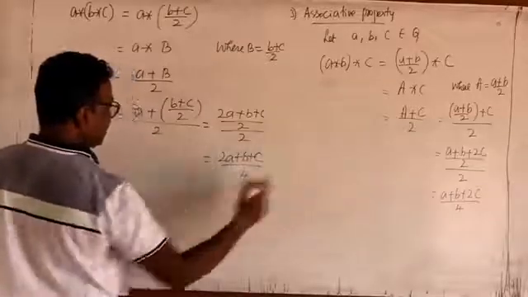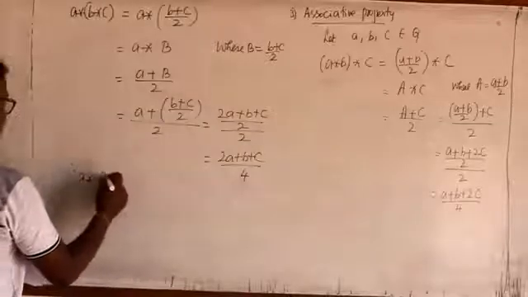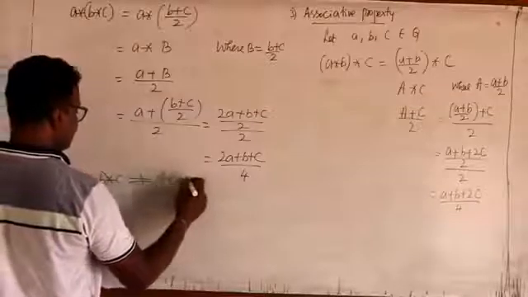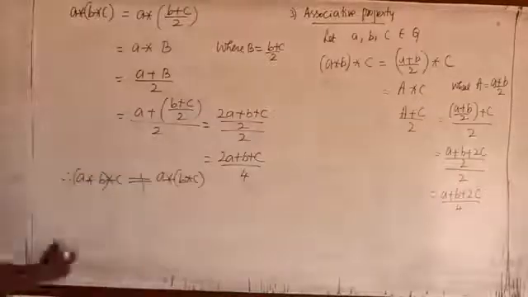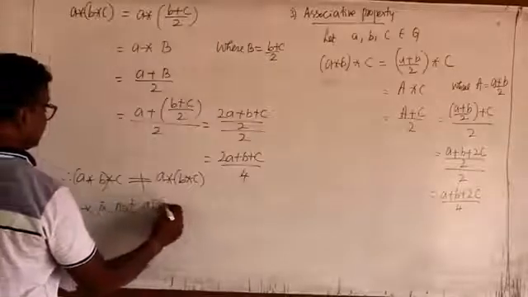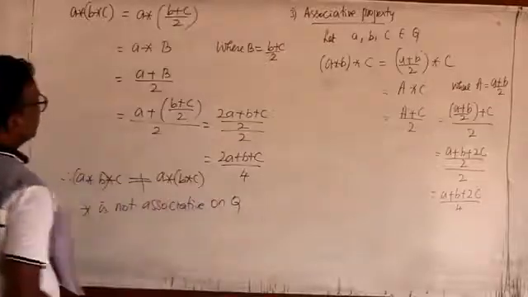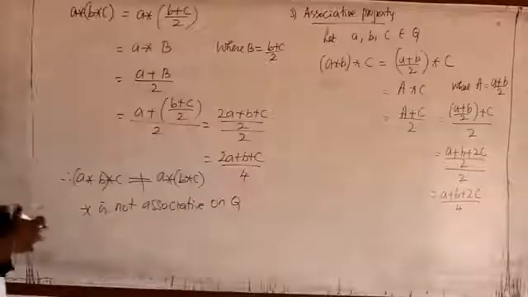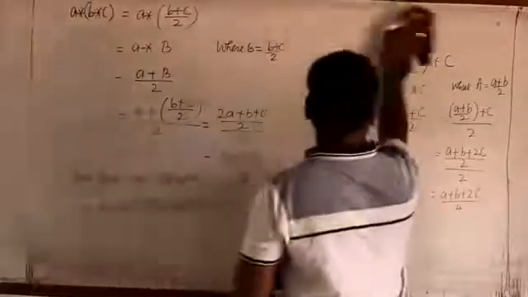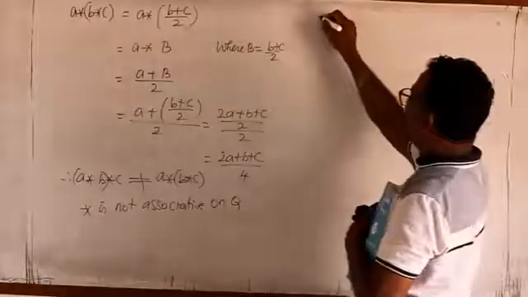But see, when you compare, they are not equal. Therefore, A star B star C is not equal to A star B star C, with the brackets placed differently. Therefore, star is not associative on Q. So it is closed, it is commutative, but it is not associative. Now we shall go for the second question of the fifth problem. That is, I have to check the identity.